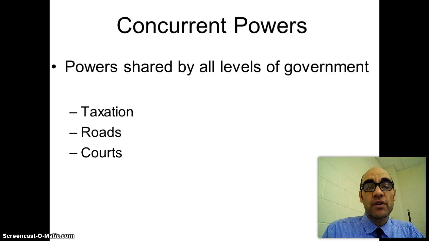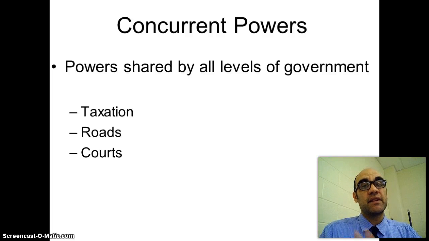Then we have things like concurrent powers, and these are things that are shared by all levels of government. One is taxation. You obviously pay a federal income tax. You pay a state income tax. In some jurisdictions, again, where I grew up outside of Pittsburgh, we had to pay a 1% wage tax to the county every year. That's a local tax. You don't have to pay that in Fairfax. However, to Fairfax, you do have to pay a car tax.